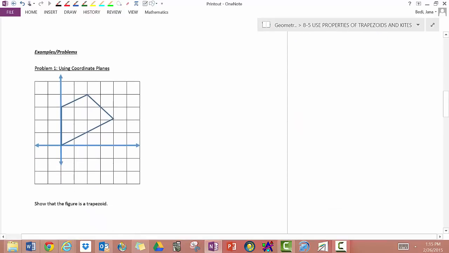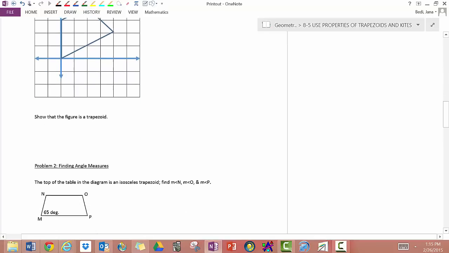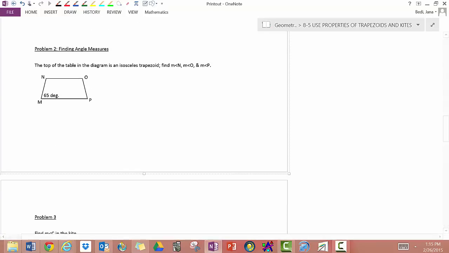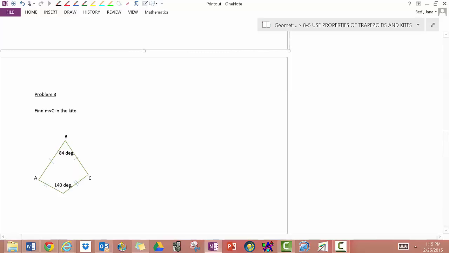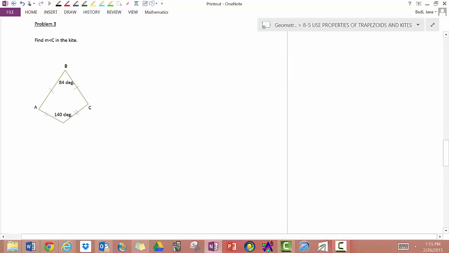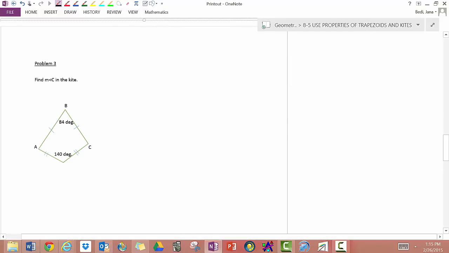Okay, then you can go ahead and do the following problems. I think they are fairly easy. I don't think you should have any issues with that. Just a reminder here that in a kite, the opposite angles are congruent. So use that fact when you're trying to find the measure of angle C.